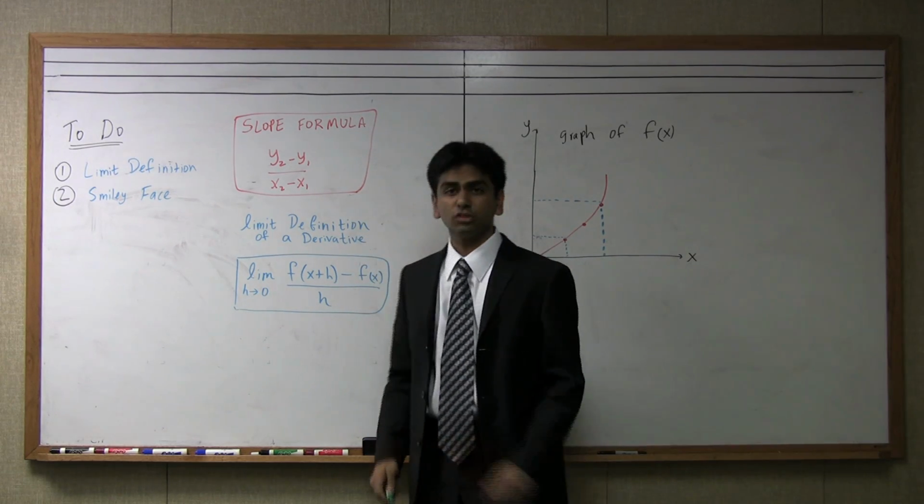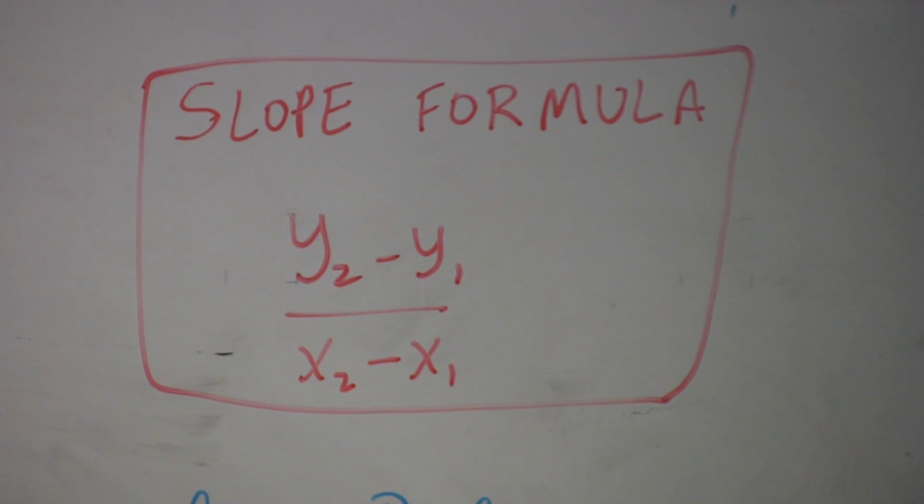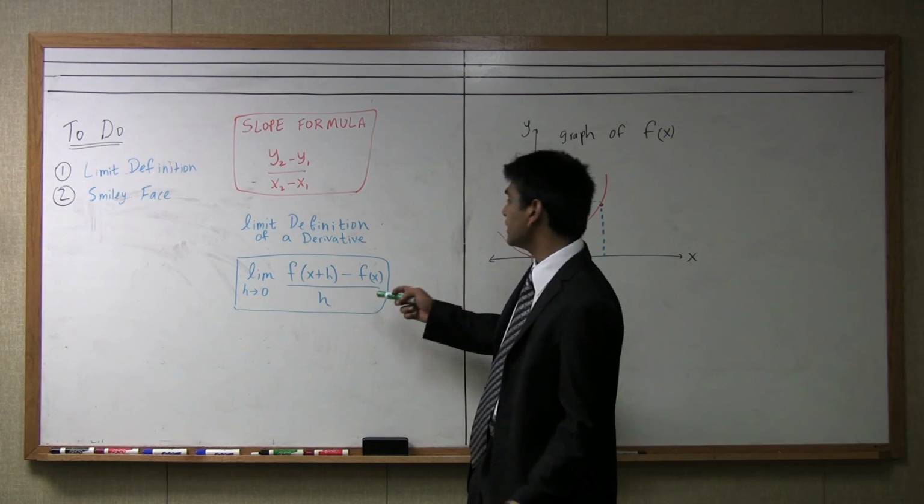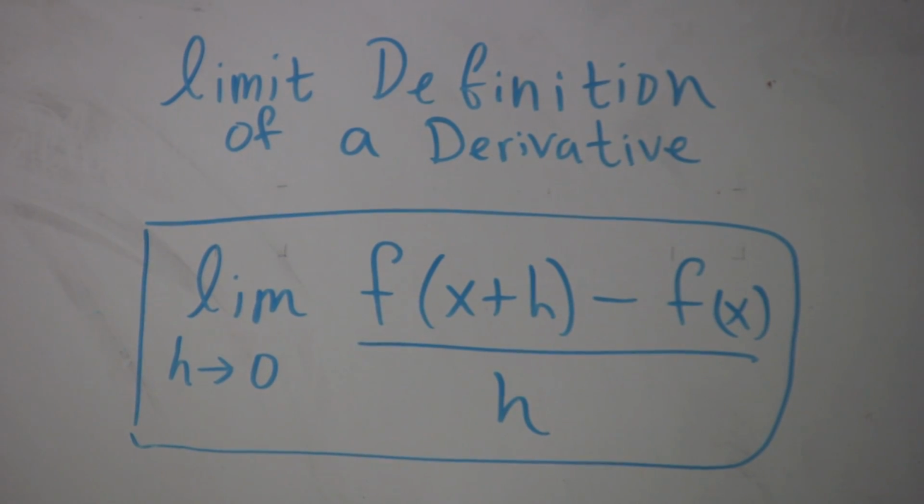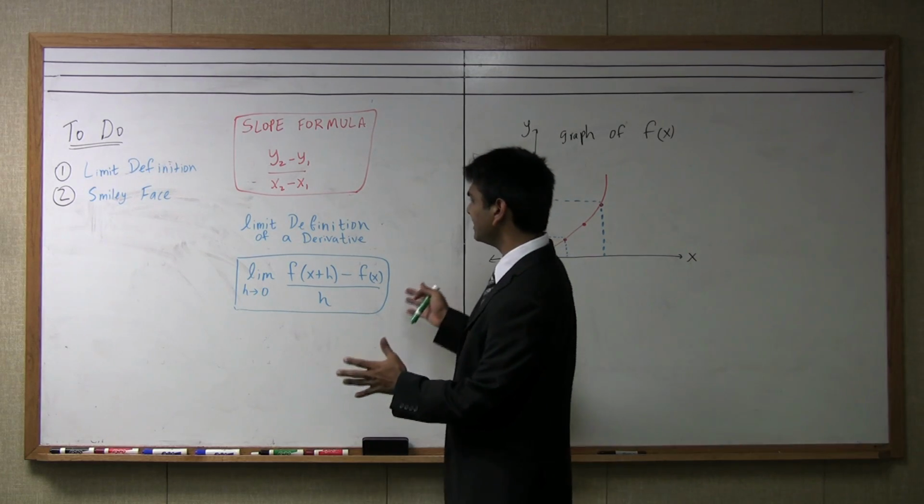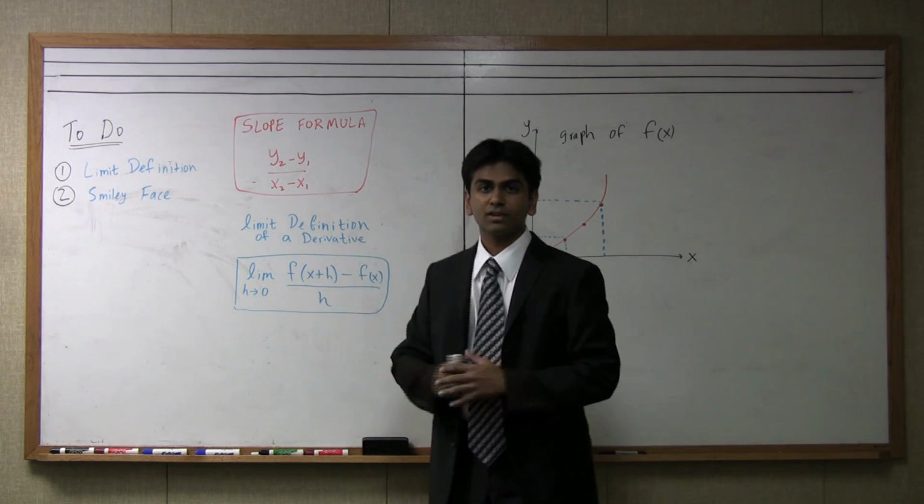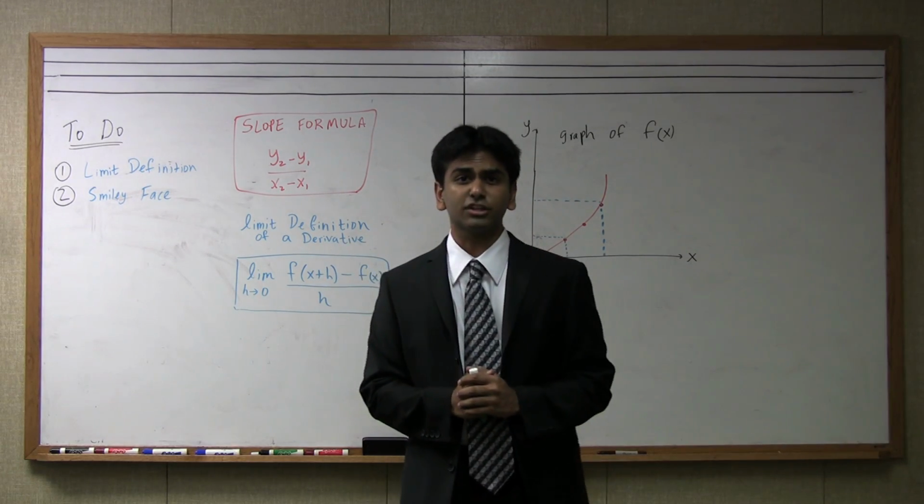This is the slope formula that you probably learned in 9th grade, and then there's this ugly beast that you're having to learn in calculus now. What does this mean? Why are they relating the two? Today, I'll make all these things clear for you.